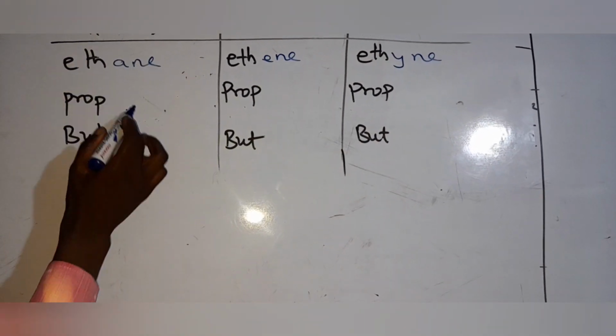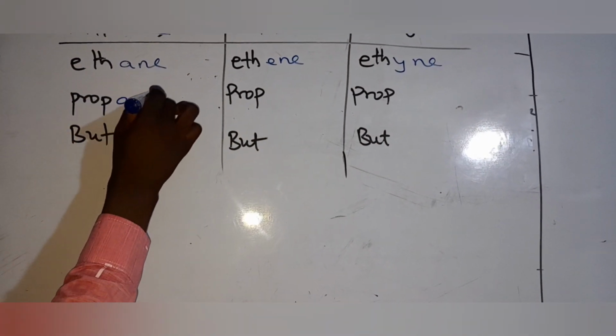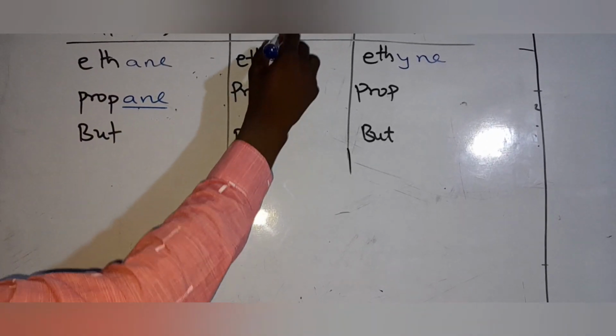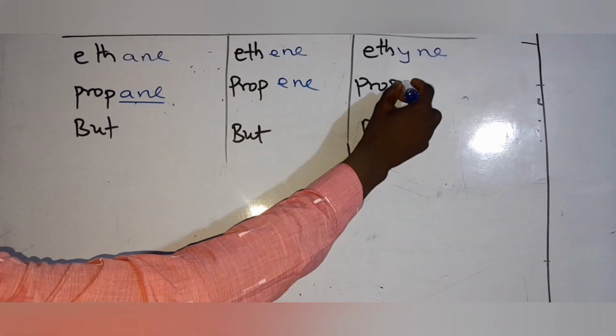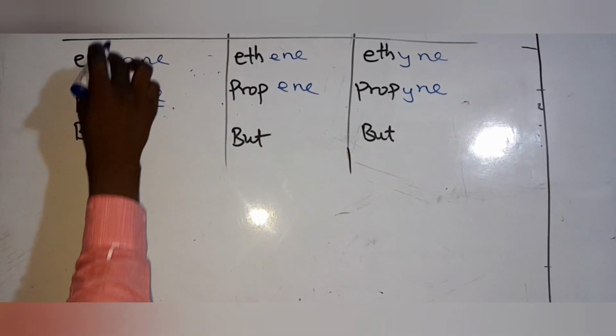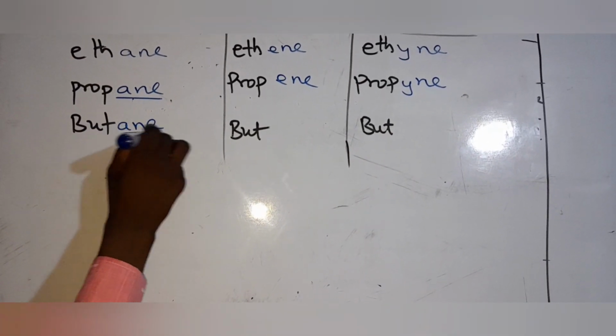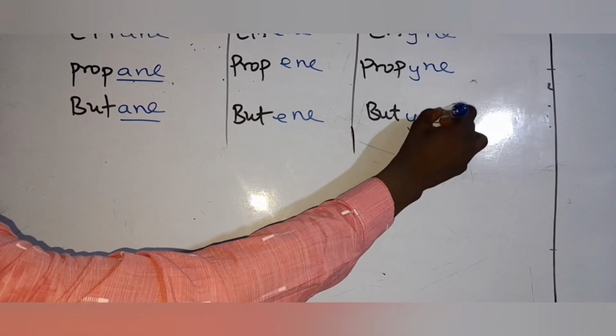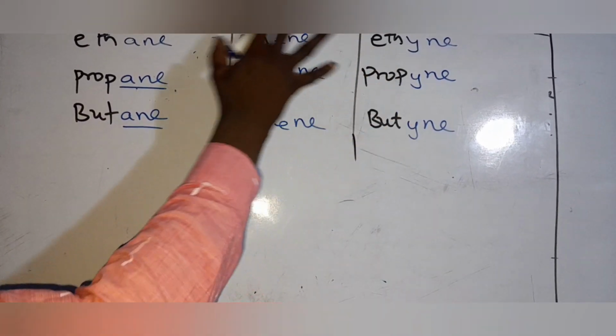And when you come here, it's going to be what? Propane, because of the A here, telling it's an alkane. Then propene, then propyne. Then if you come here, you come to butane, butene, and butyne. And so this is the general overview of this one.